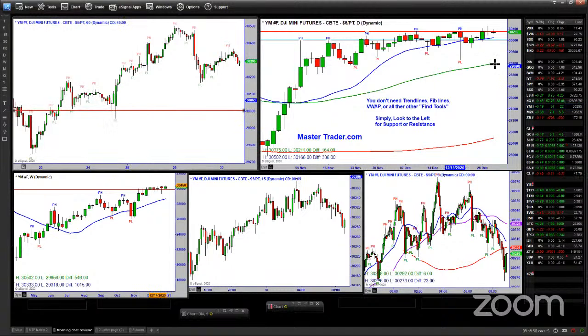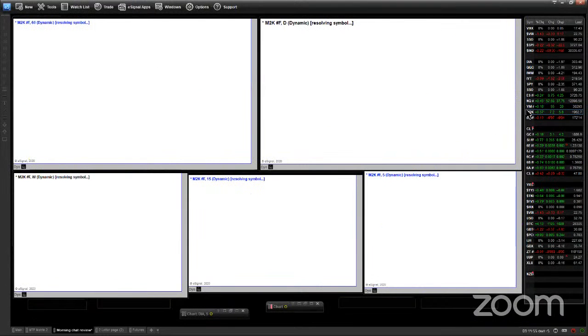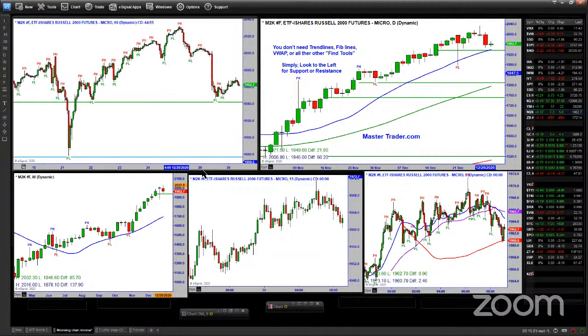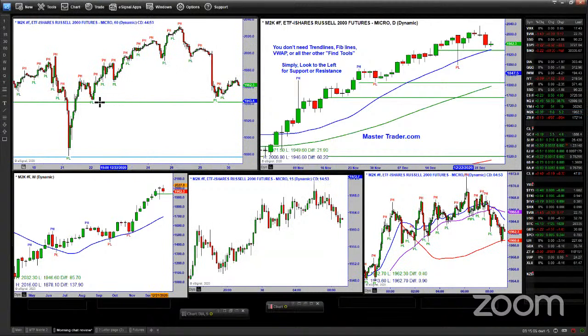Hit a low. Russell. So that's where the real profit taking came in, where it just fell like a rock. And when you look to the left, lo and behold, a pivot low. Where's the VWAP? Where's the fib lines? Where's the Ichimoku cloud? Well, you don't need it. Just look to the left. Get all that hocus pocus off the chart.